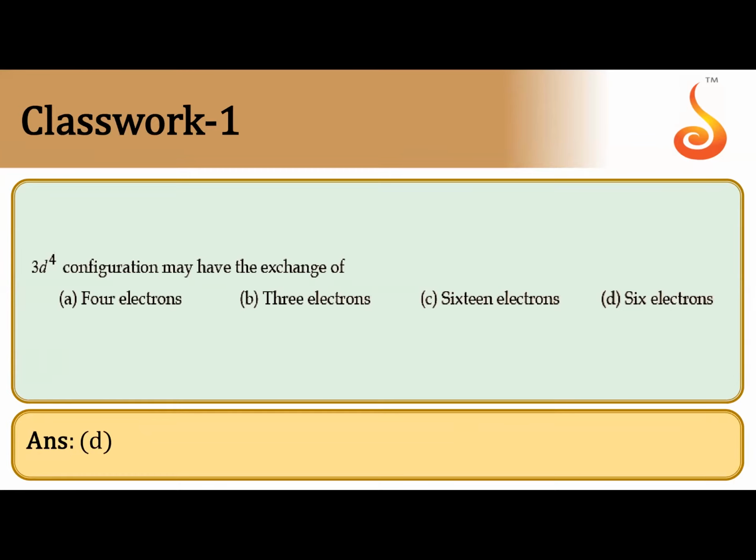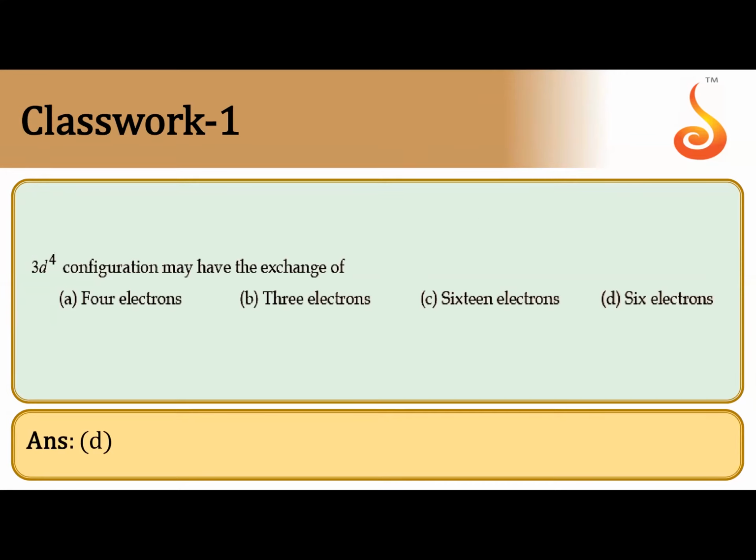Why are 4 electrons present? Look at the configuration. There is 3d4. D subshell meaning 5 divisions we should make. And 4 electrons are given here, 3d4. So how will you fill those electrons? Singly before pairing occurs. So you have 4 unpaired electrons then.